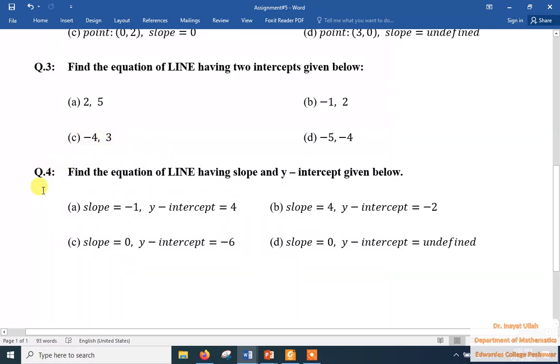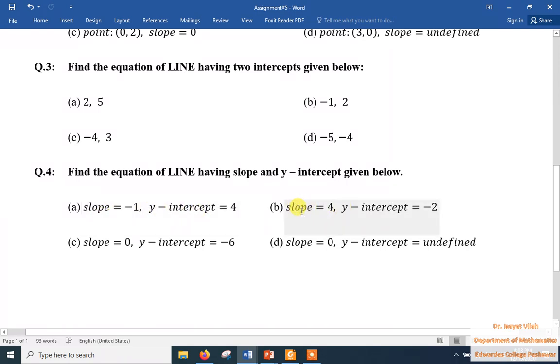Question number 4 is the last question of the assignment. Find the equation of line having slope and y-intercept given below. You are given slope and y-intercept, so this is actually the slope-intercept form. You need to use the slope-intercept form of the equation of line to find the equation of that line. The first part is, you are given the slope, which is denoted by m. So m is given to you as -1, and the y-intercept, which is usually denoted by c, is given to be 4. M is equal to -1 and c is equal to 4. So use the slope intercept form, y is equal to mx plus c, to find the equation of line.